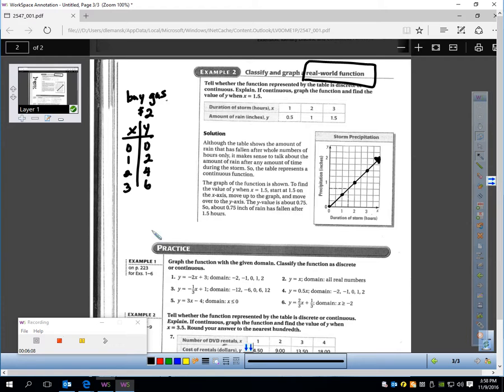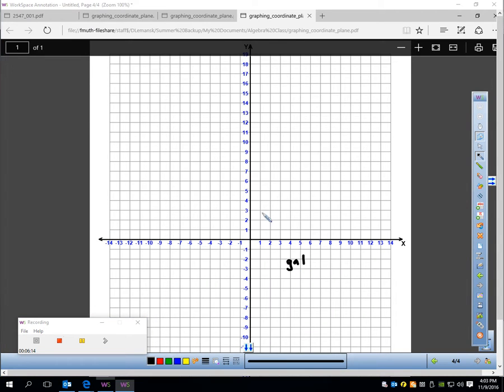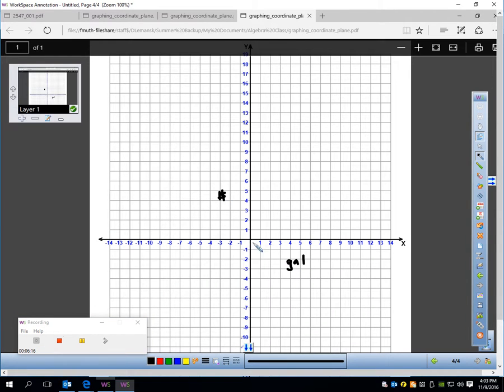Imagine plotting those points. In fact, I'm going to do that. Here's the gallons I purchased, and here was the money I spent. So again, if I bought no gas, I paid nothing. If I bought a gallon, I paid $2. I said 2 gallons would be $4, and 3 gallons, $6.